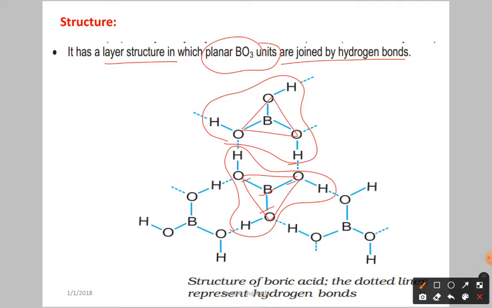After that, we have this dotted line. This dotted line indicates hydrogen bonding. So these planar BO3 units are joined by hydrogen bonding. This is the structure of boric acid, and the dotted line indicates hydrogen bonding.